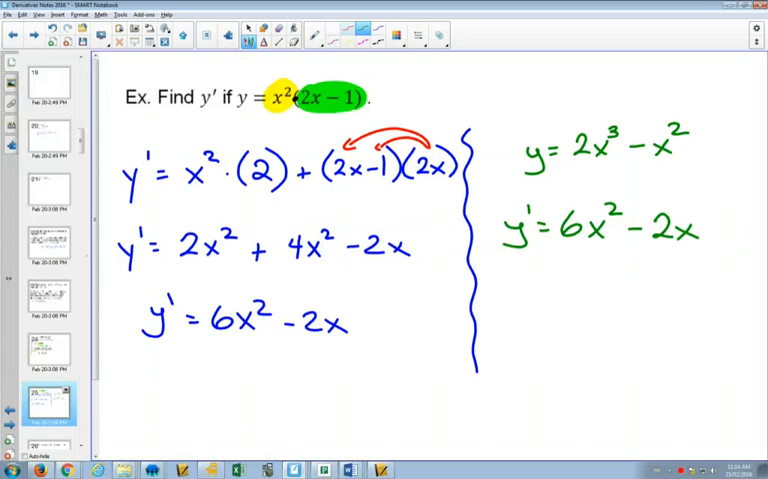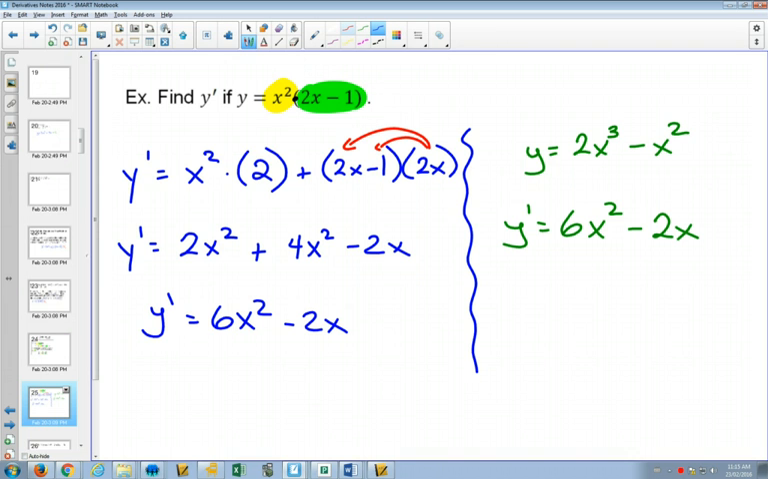And notice we get exactly the same thing. So at times, you're going to look at your original question, and you'll have more than one option on how you could solve it. You could say, well, I could multiply this out, then maybe I could use my sum and difference rule. Maybe that makes it easier, and I think in this case, it looks like it did.